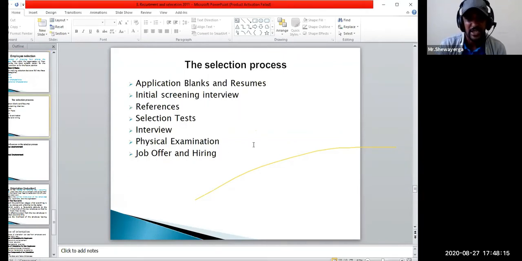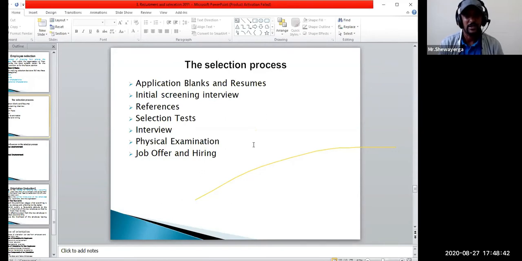Then selection has its own process. The first step of selection is application. That will simply be filling the application form. Then after filling the application form, what is the next step? What is the next step in your organization?